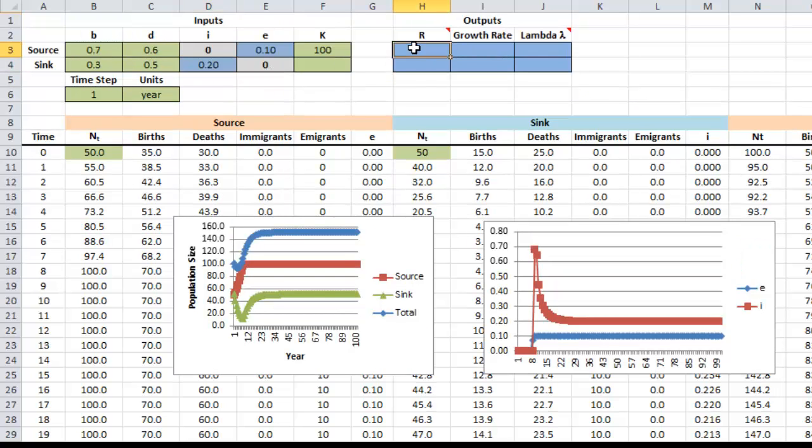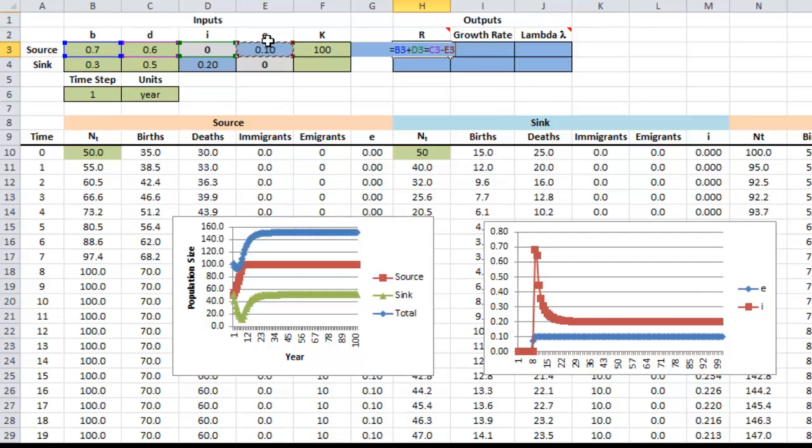Now we can compute the geometric rate of increase for the source and the sink by simply using the BIDE parameters. For the source, it's going to be the birth rate plus the immigration rate minus the death rate minus the emigration rate. And for the sink, it's going to be the same. The birth rate plus the immigration rate minus the death rate minus the emigration rate.